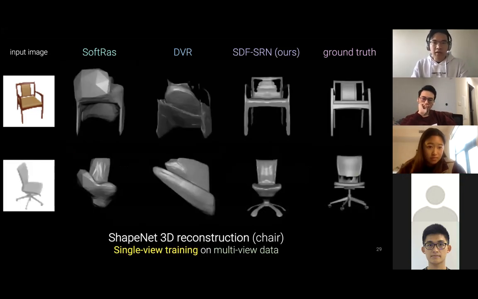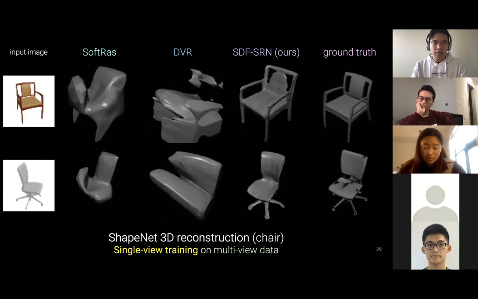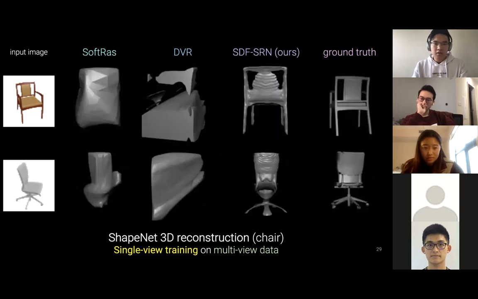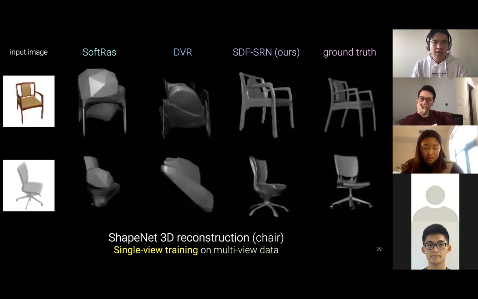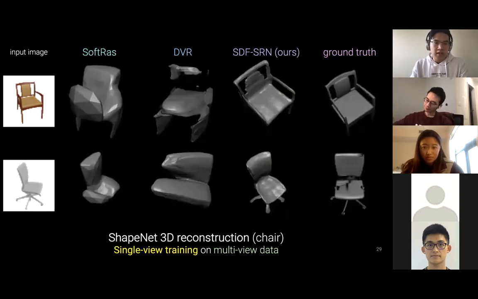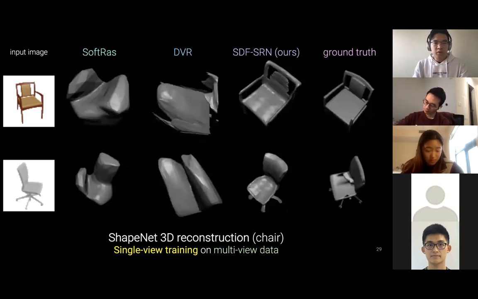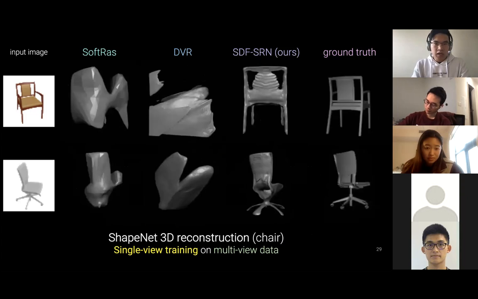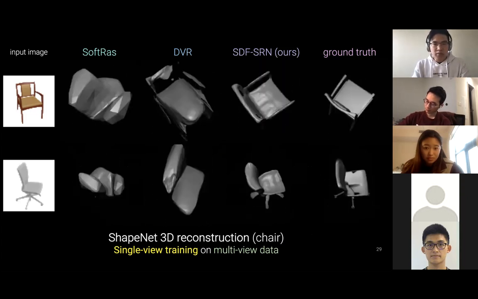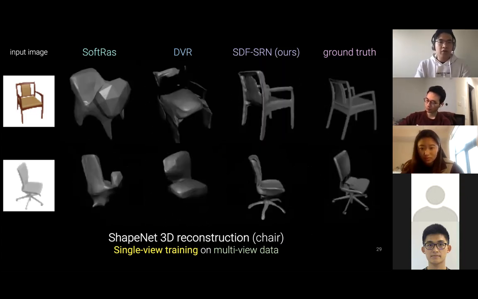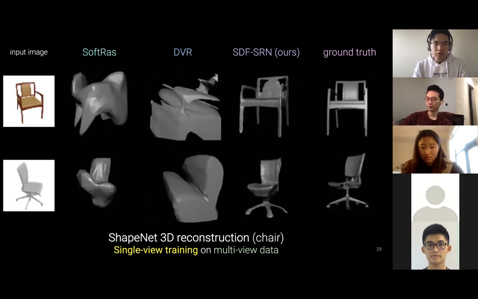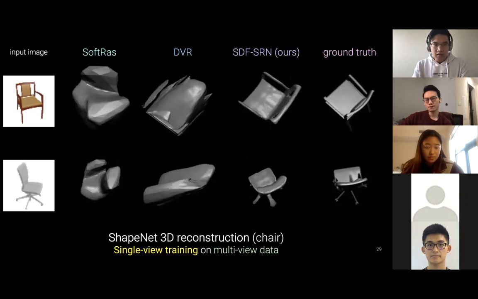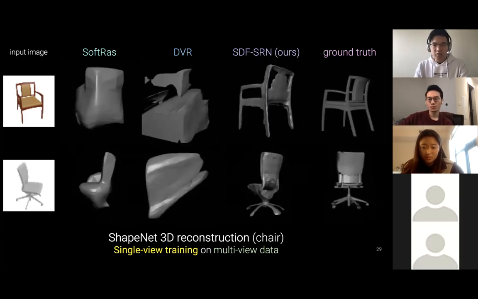We can also look at some qualitative results for these different shapes. The same goes for different shapes, where SoftRas and DVR reconstruct a reasonable shape at the corresponding viewpoint of the image, but if you rotate it around, it will start looking unreasonable.